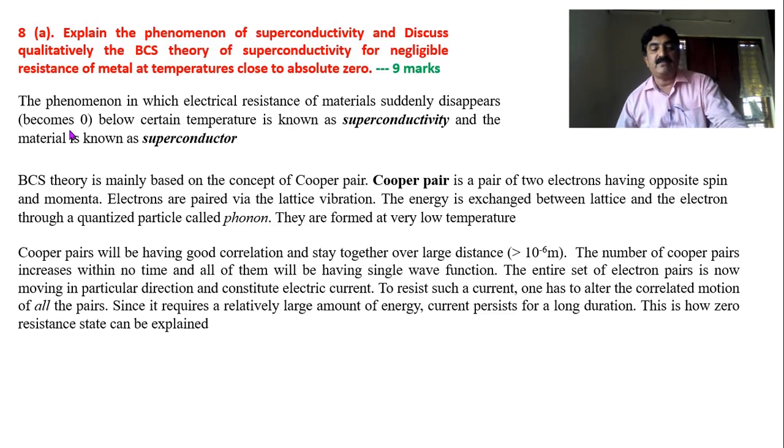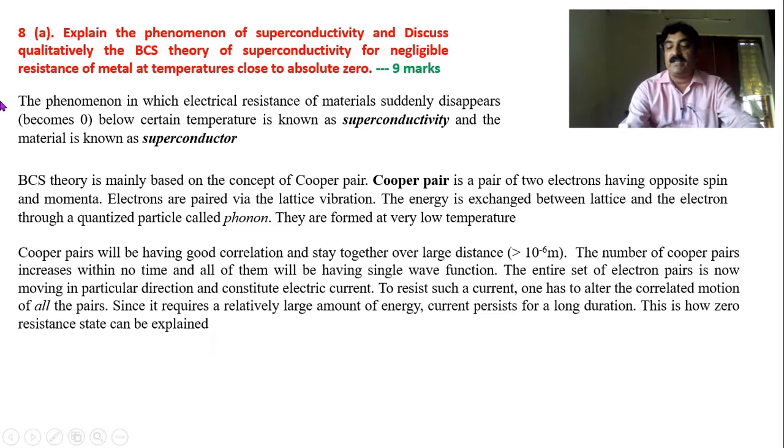So that is what I have explained here. I will just read it for you. The entire set of electron pairs is now moving in a particular direction and constitutes electric current. To resist such a current, one has to alter the correlated motion of all the pairs. Alter, how? By means of collision. Since it requires a relatively large amount of energy, current persists for a long time. So he cannot break it. Therefore current will exist always. This is how the zero resistance state is attained in the superconductor.